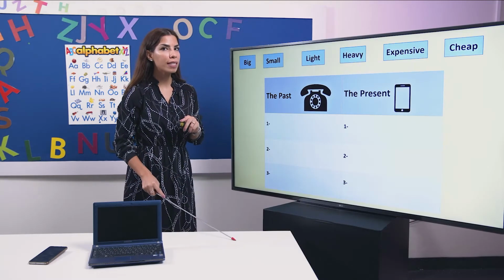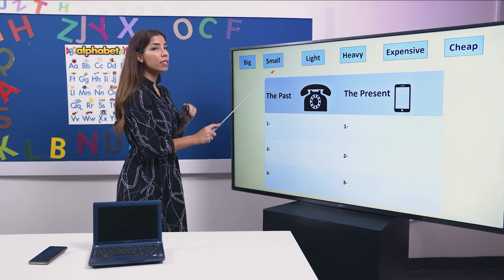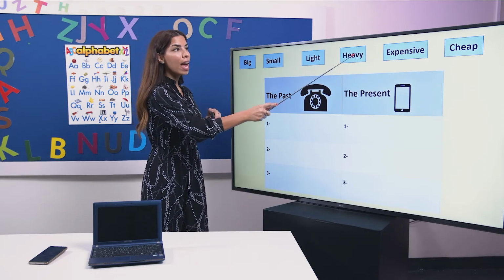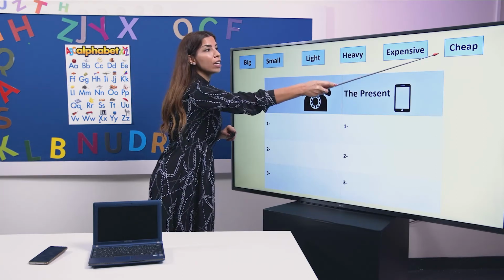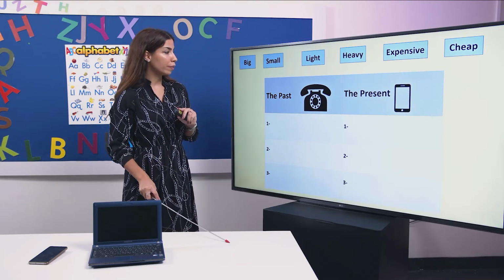As you can notice, these are opposites. Big is the opposite of small. Light is the opposite of heavy. And expensive is the opposite of cheap. Now, let us fill in the table.